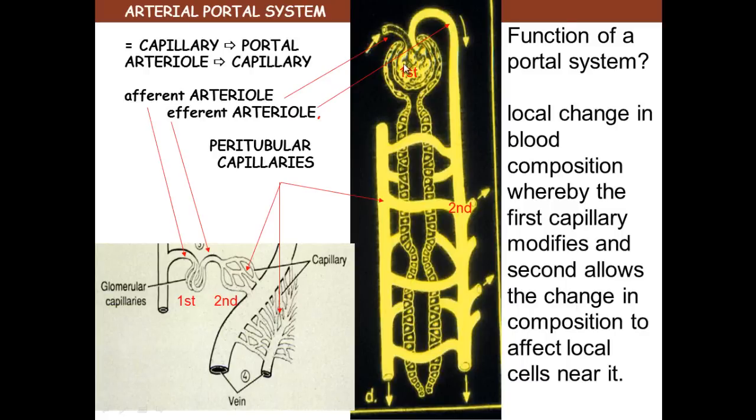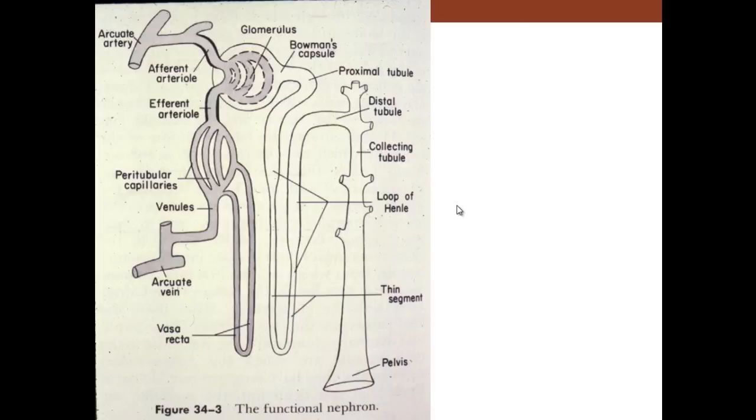So the blood is modified in the glomerulus, and here in this case the cells and proteins stay back, you have a high osmotic pressure, and then that blood goes through here and it returns the fluid back to these capillaries because of the high osmotic pressure. First capillary network modifies the blood, the second capillary network uses that modification in a local situation.